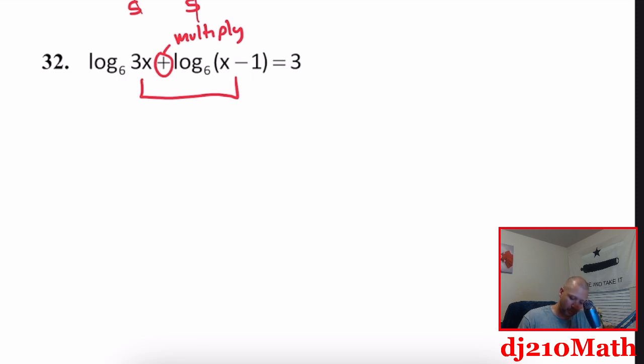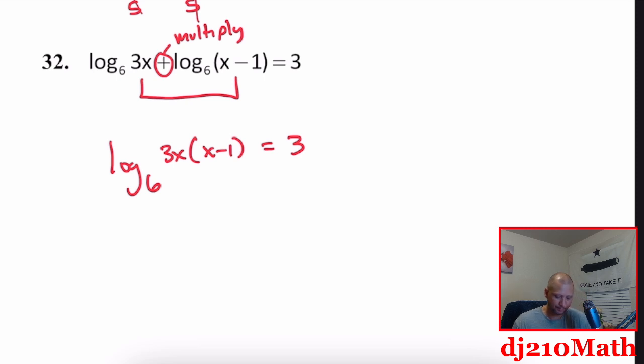So log base 6, 3x times x minus 1. So 3x times x minus 1. This equals 3. I can already see where this is going. Okay. So do we want to distribute first? That's the question. We can distribute first or distribute later. It really doesn't matter. Let's look what distributing later looks like.